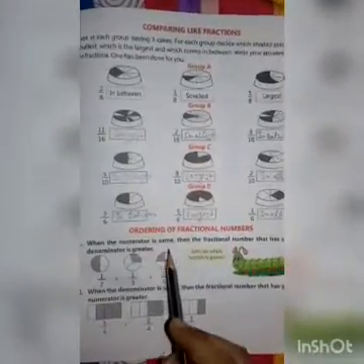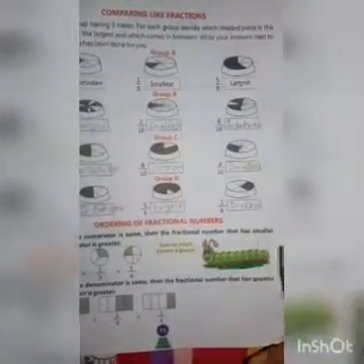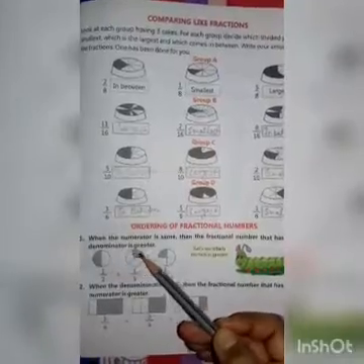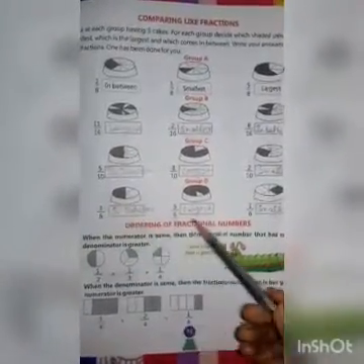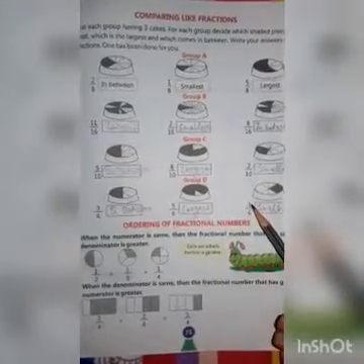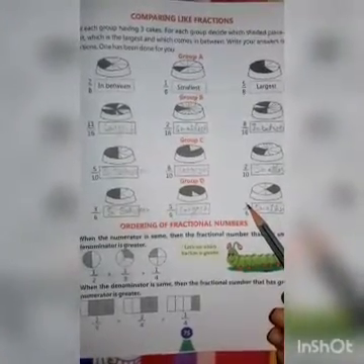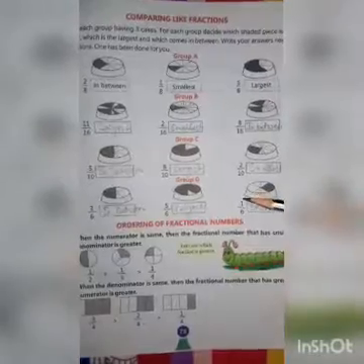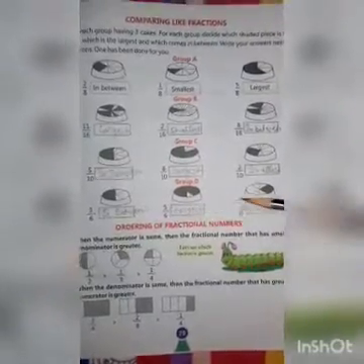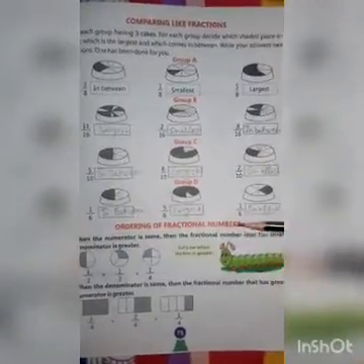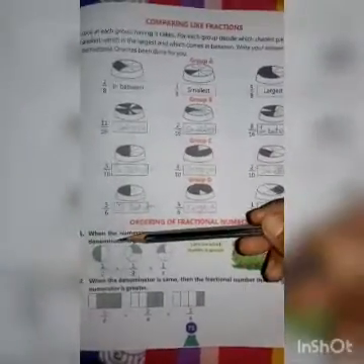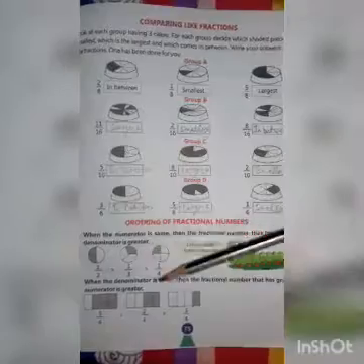Ordering of fraction numbers. When the numerator is same, then the fractional number that has a smaller denominator is greater. If the denominator is same, then whichever numerator is lesser among them all, that is the smallest fraction. But if the numerator is same, then the fractional number that has a smaller denominator is greater.